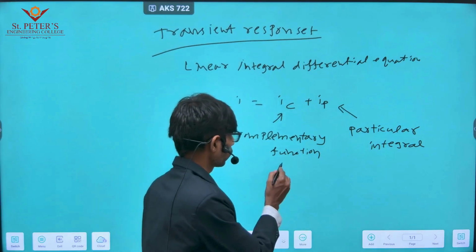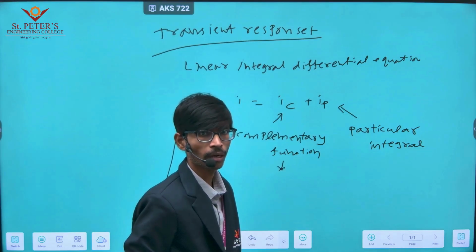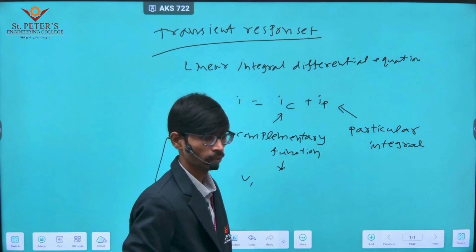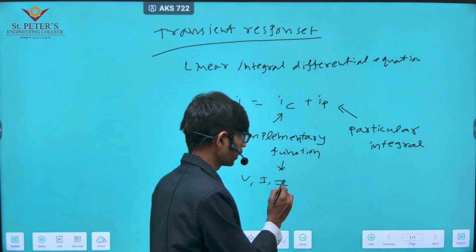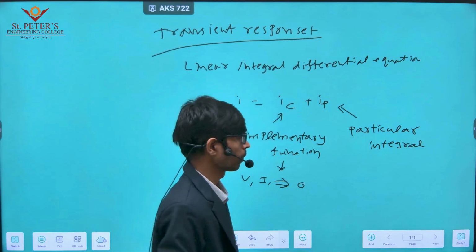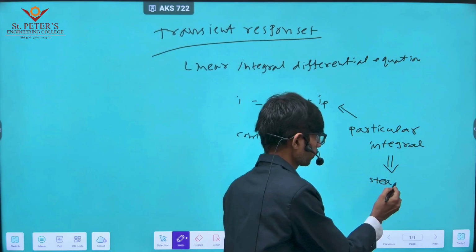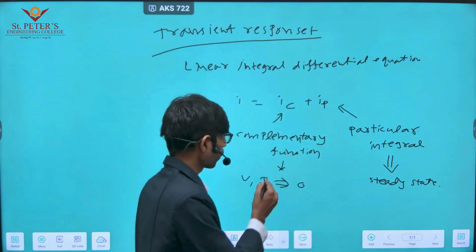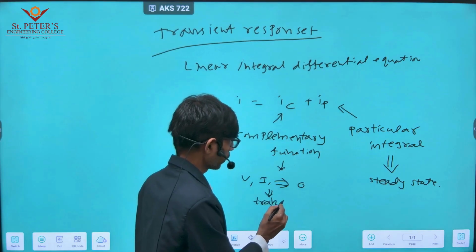To write the complementary function, we have to make zero or no excitation. That means if any voltage source or current source is there, we have to make these parameters zero to write the complementary function. And this particular integral is called the steady state response, and this complementary function is also called the transient response or transient function.